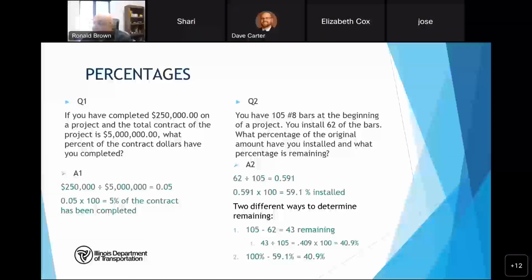The way we just did it, or option one here, is take your total at the beginning, subtract the amount that are installed, and you would have 43 remaining. And you divide 43 by the 105 original at the beginning times 100, so that would be 40.9% that's remaining. Or you could take the 100% and subtract the 59.1 to determine the 40.9.